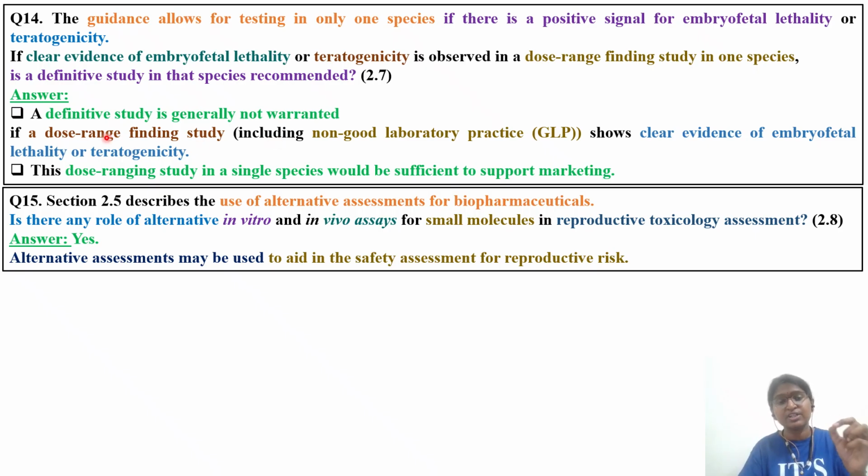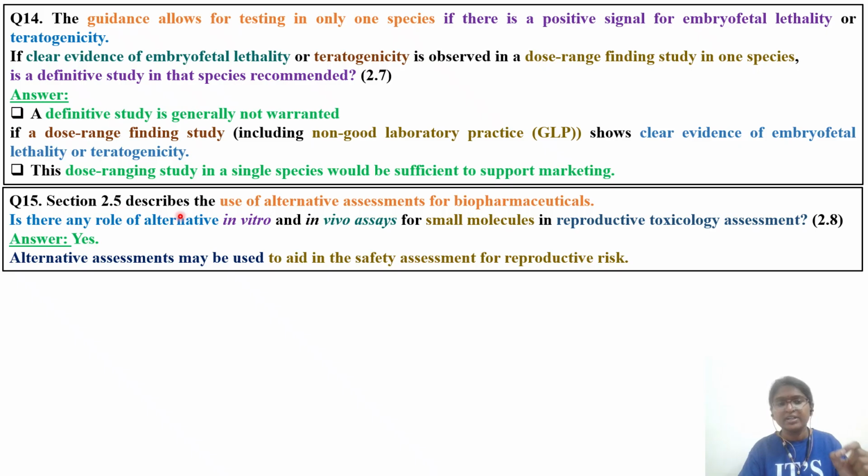So a definitive study is generally not warranted if a dose range finding study, including a non-GLP one, shows clear evidence of embryo-fetal lethality or teratogenicity. This dose range finding study in a single species would be sufficient to support not only phase 1, 2, 3 trials, but also marketing of this anti-cancer drug. No need of doing it in another rat or another rabbit, or like that. Okay. Next we will see question number 15.